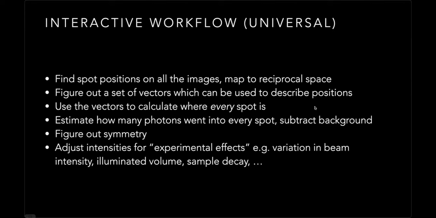Okay, so if we're doing interactive data processing, then there's always a fairly universal kind of workflow. The key thing we need to start off with is finding spots on all the images that we want to analyze. Then we have to figure out a set of vectors that describe where those spots are in reciprocal space. We then do maybe a bit of refinement on that, then use those vectors to calculate where every spot in the data set should be, go away, draw boxes around them, measure them, then figure out the symmetry, and then try and correct some experimental effects.